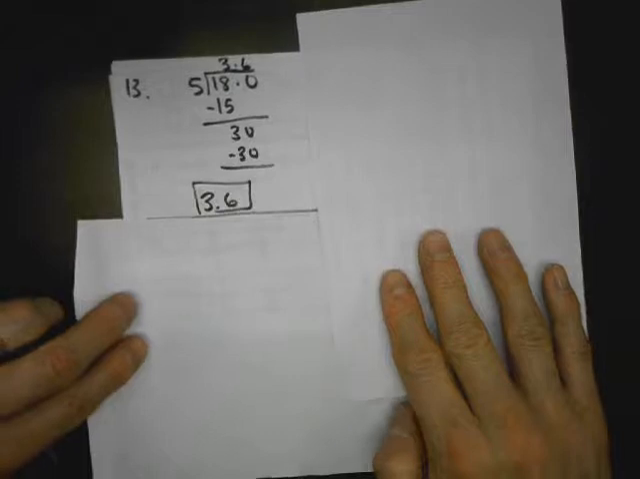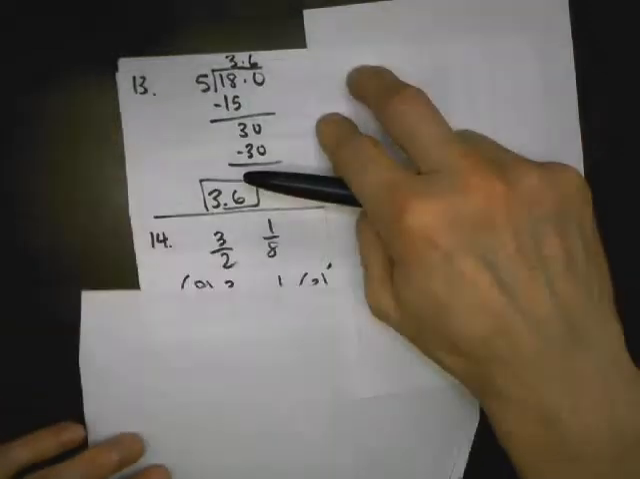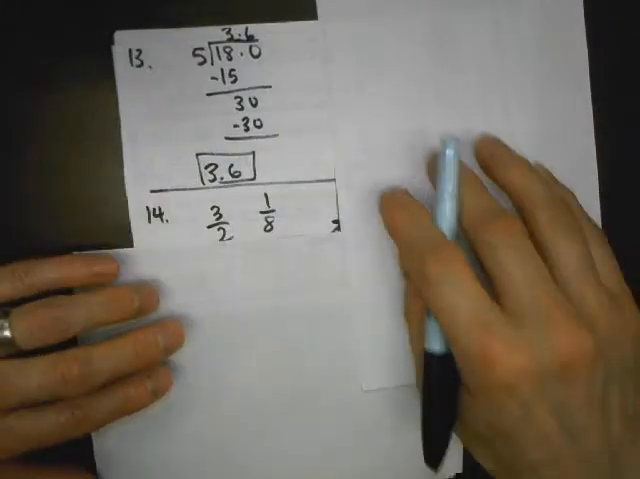Number 13, they gave us a fraction, and they asked us to write it as a decimal, so that's just where we divide in and out. There's the work for that one. 14, they give us two fractions, and they say, what's the fraction in between these two?